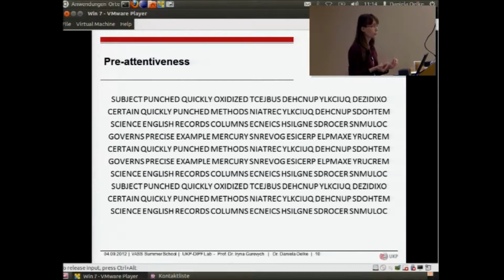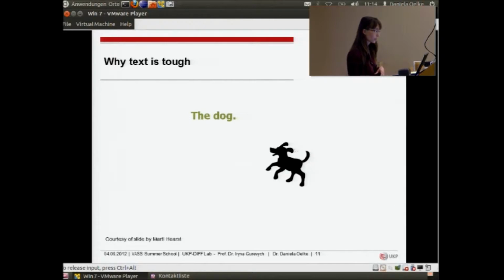But the point here is that text obviously clearly isn't pre-attentive. You really need to read. You need some time to see what is going on. So obviously, text itself isn't a very good visualization that you just can see something at a glance. So we have to find another way to visualize text, obviously.